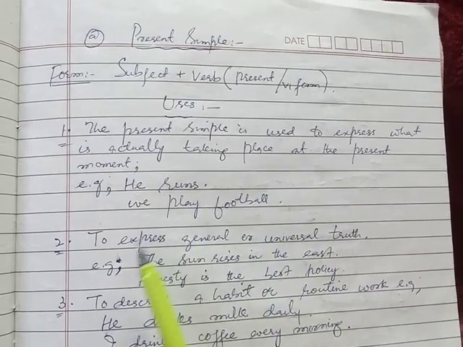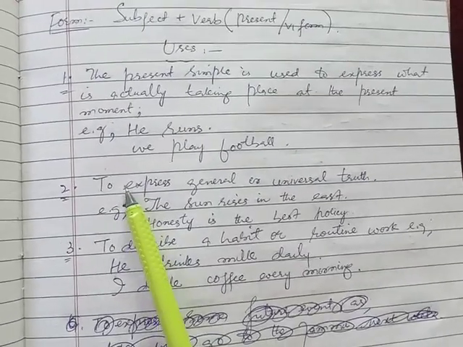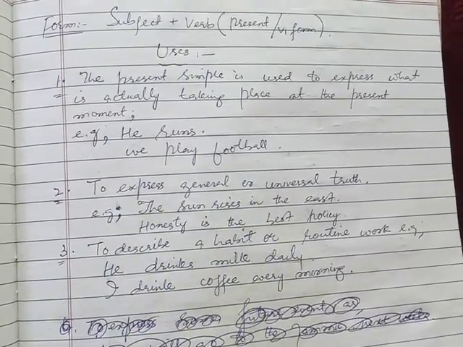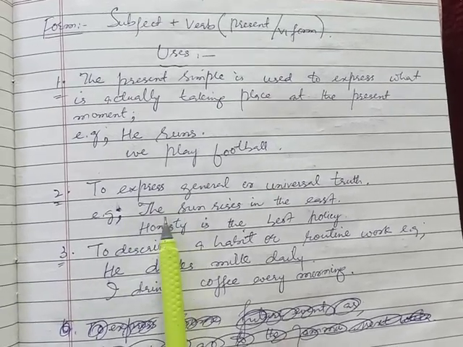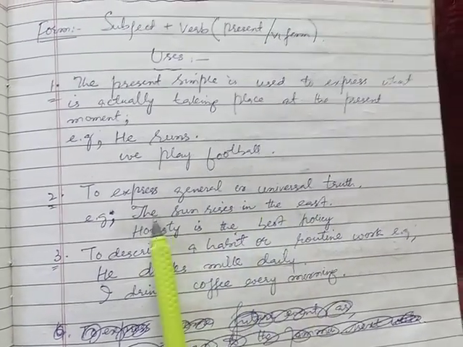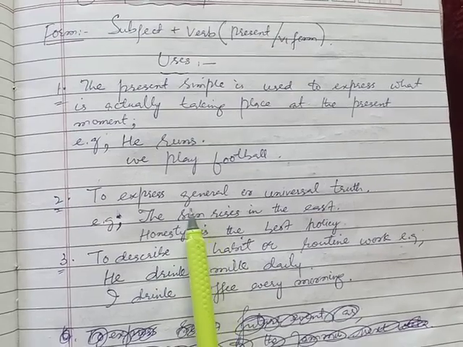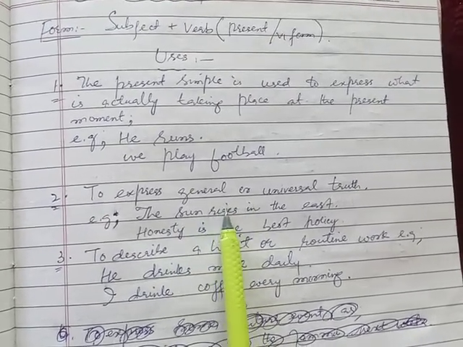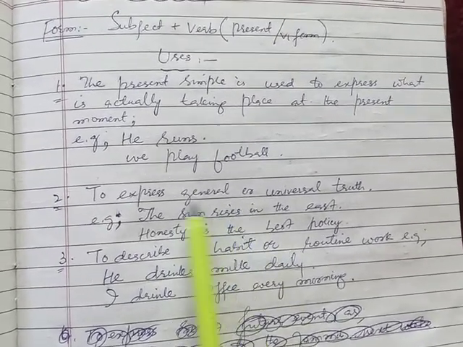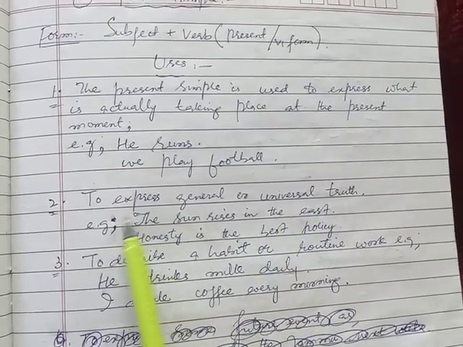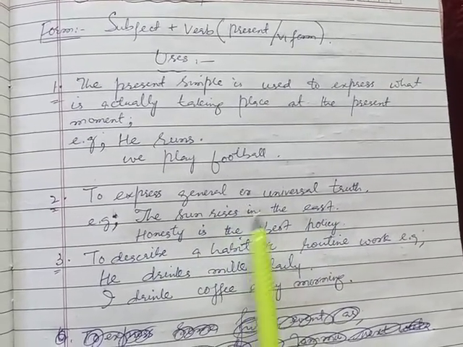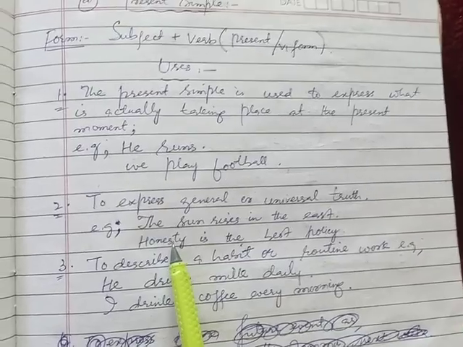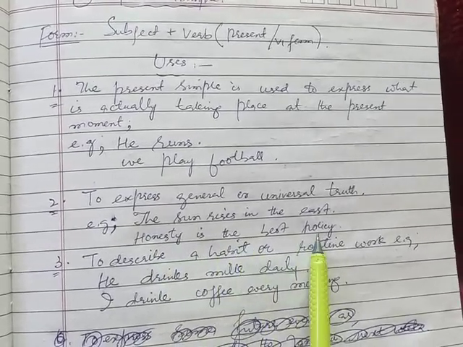Now, another important use of present simple tense is that it's used to express general or universal truth. For example, the sun rises in the east. Look here, my dear students, sun is the subject. Rises is the first form of the verb rise. So what is the form of this sentence? Present simple or present indefinite. Very good. Another example, honesty is the best policy.